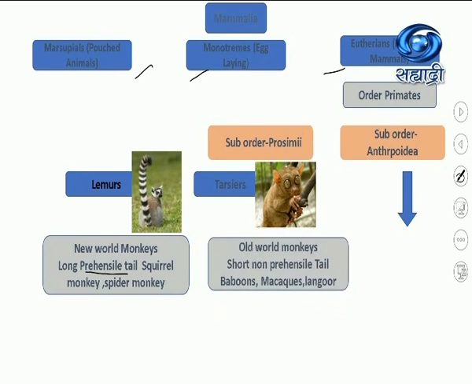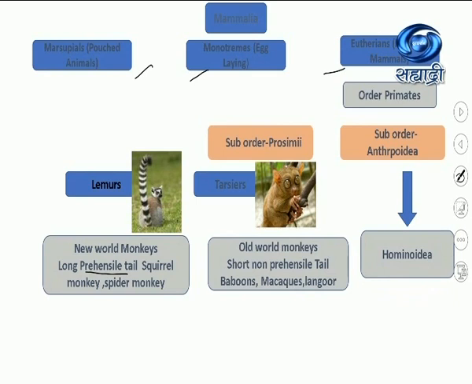Then we will also study under Anthropoidy about Old World monkeys. They have a short tail. The tail is non-prehensile. They cannot hold objects with the tail. Examples of Old World monkeys are baboons, macaques, langurs. And we will study then about hominoidy.